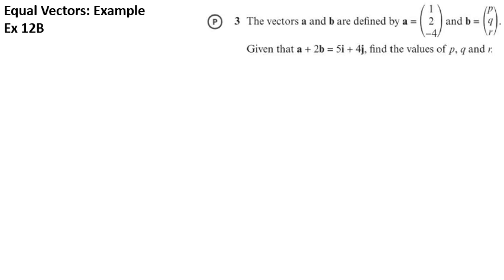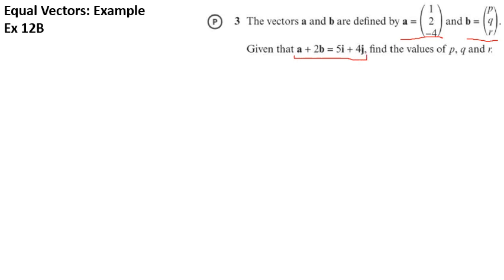Let's try an example from the book on equal vectors. This is from exercise 12b, question 3. It tells us that a plus 2b is equal to 5i plus 4j, and it asks us to find the values of p, q, and r. So we know completely the vector a, 1, 2, negative 4, and we know nothing about the vector b until we're given this equation. Well, this is the equation we're working with, so that's what we're going to construct.